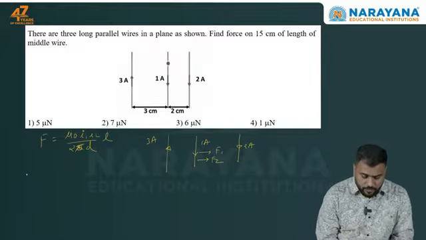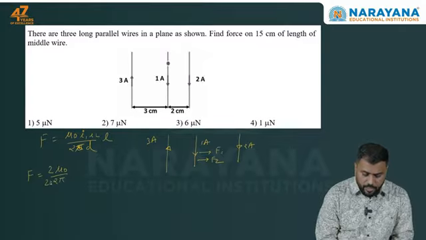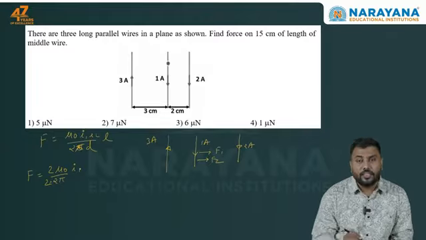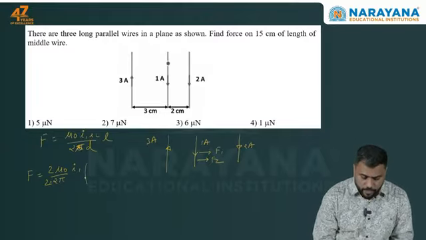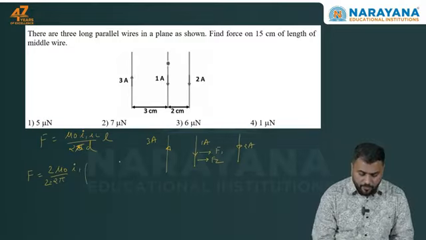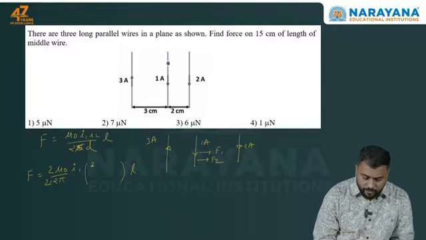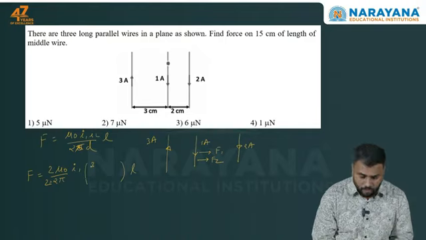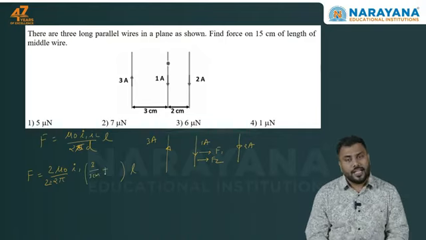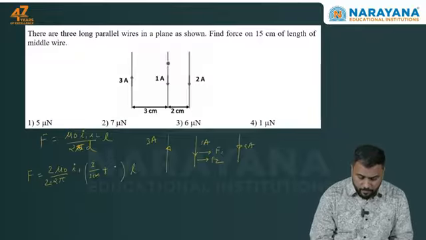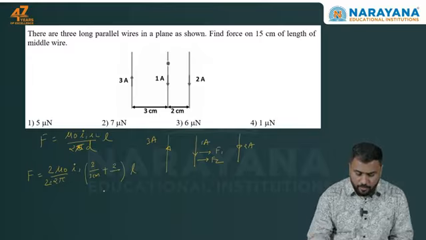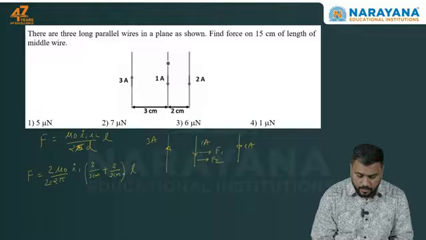So if I use this relation and add up the forces, I will take this mu naught by 2 pi expression common. Let us multiply by 2 and divide by 2. I1 is the current in the middle wire, I am taking that as common. The L length of the wire I am going to write outside here. And the current in the first wire, on the leftmost side, is 3 ampere, at 3 centimeter distance. The forces are added, that's why I am putting a plus sign in between. And there is a 2 ampere current in the rightmost wire, at 2 centimeter distance.